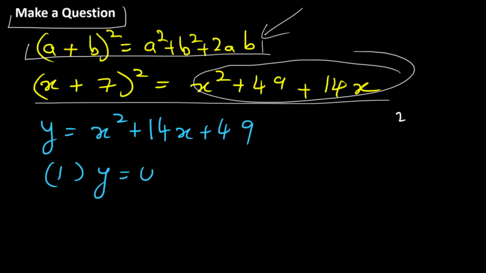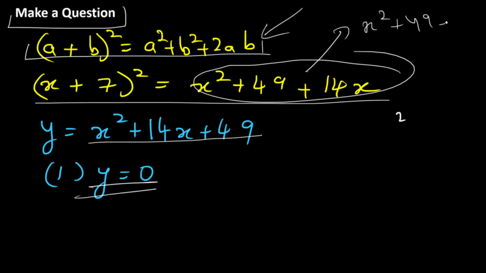Can you see why I'm doing this? I want to make a situation where the quadratic equation will have two solutions which are equal to each other, right? Now, when you put this as y is equal to 0, that's equivalent to putting this part over here. That is x square plus 49 plus 14x is equal to 0, right? And we have already seen that.